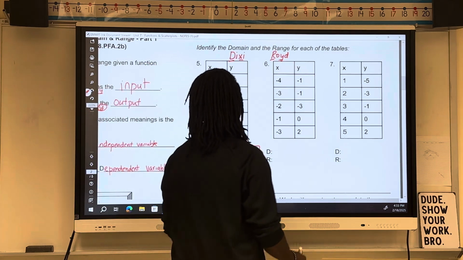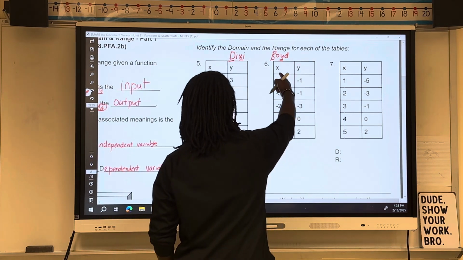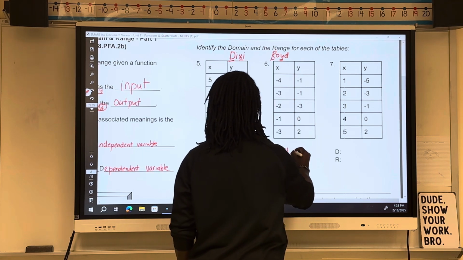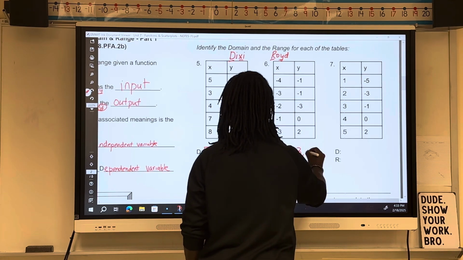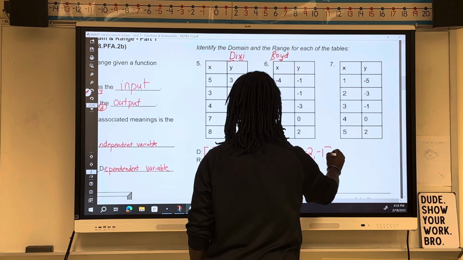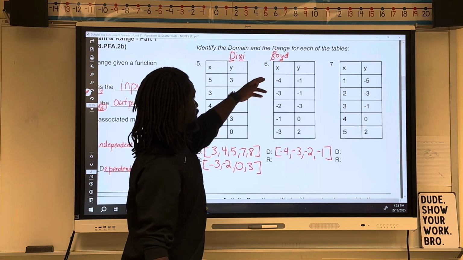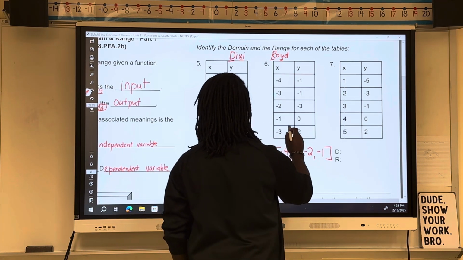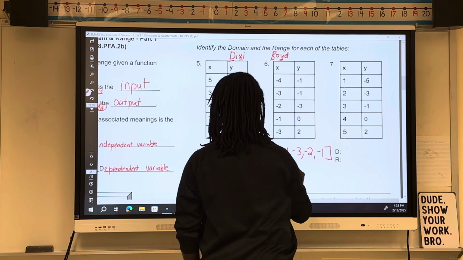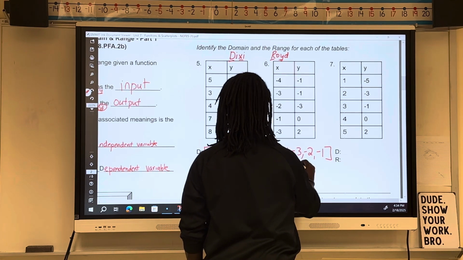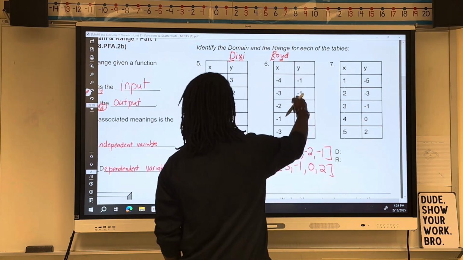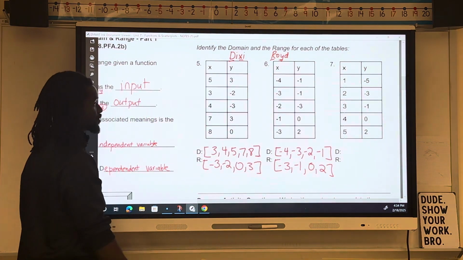All right, for the next one, for my domain, we got -4, we got -3, we got -2, and we got -1. That's the domain. Then for the range, we got all the y values. We got -3, -1, 0, and then 2. Again, all of the y values.